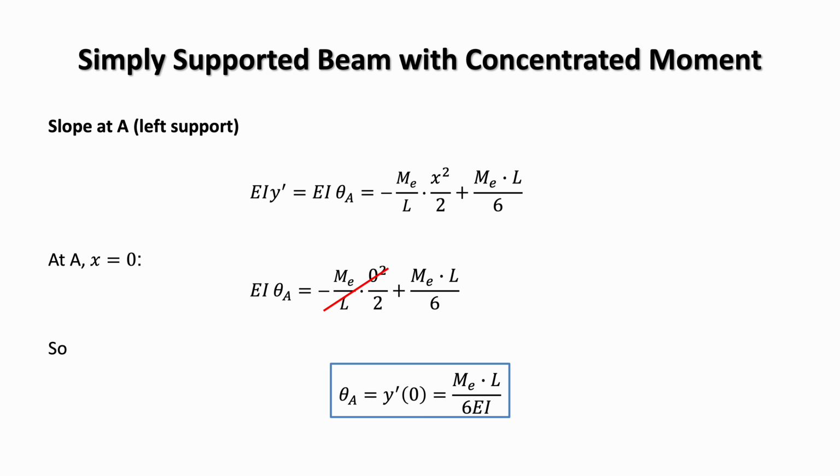Let's see how we can use the expressions. So let's evaluate the slope at the left support A. We'll start off with the slope equation that we found already, and then we can substitute x equals 0 into the equation. Any terms involving x vanish, leaving us only with a constant term. This gives us the value of EI theta A, and if we divide by EI, we then get the physical slope at A. The final result shows that the slope at the left support, theta A, equals ME times L over 6EI. And this confirms that even though the deflection at the pin support is 0, the slope is generally non-zero.